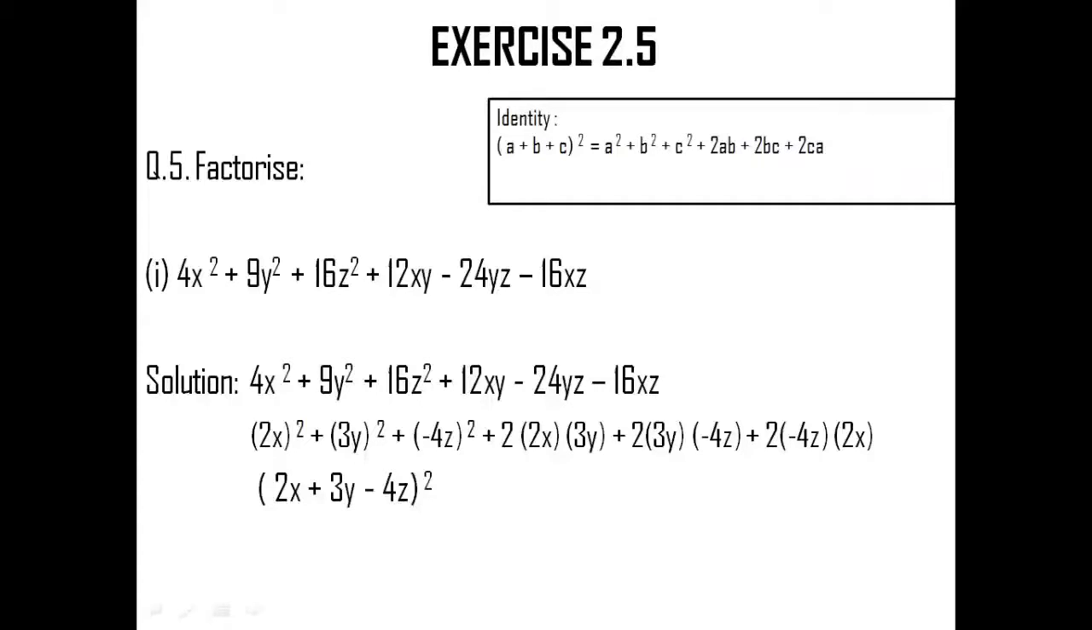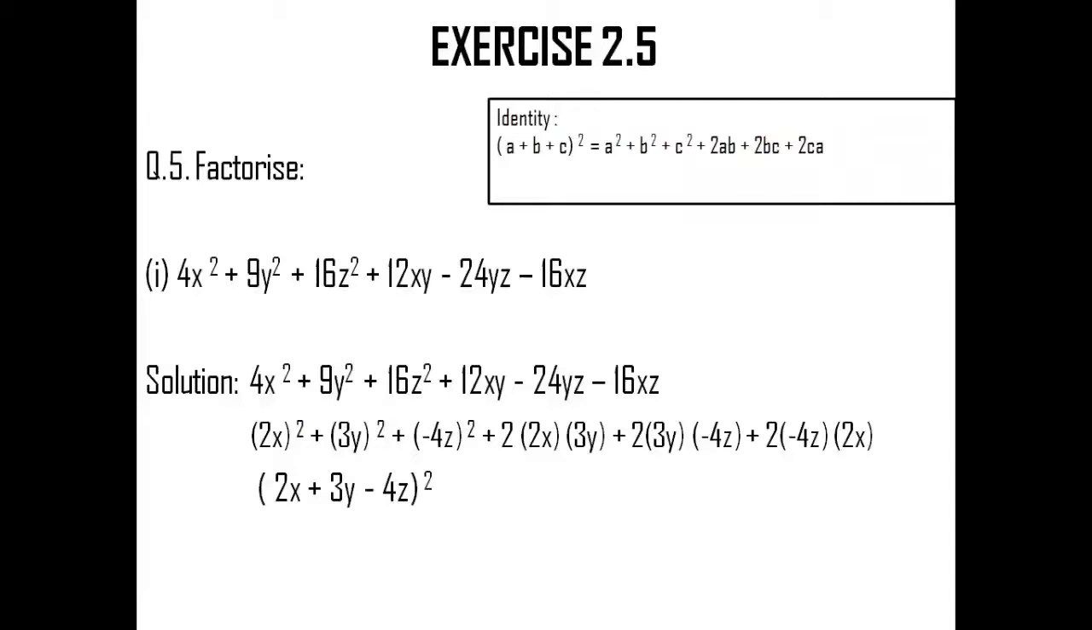Over here you could find that what we have been given as the question is actually something in the form a square plus b square plus c square plus 2ab plus 2bc plus 2ca. Now to check that, let's put it in the form of a square plus b square plus c square plus 2ab plus 2bc plus 2ca. So what I've done as part of the solution is, in the first step, I've just rewritten the question. That is 4x square plus 9y square plus 16z square plus 12xy minus 24yz minus 16xz.